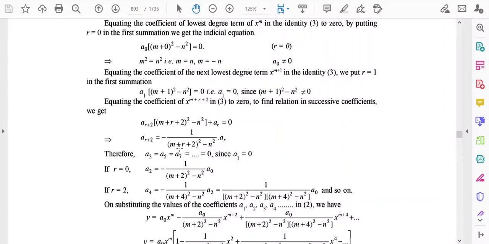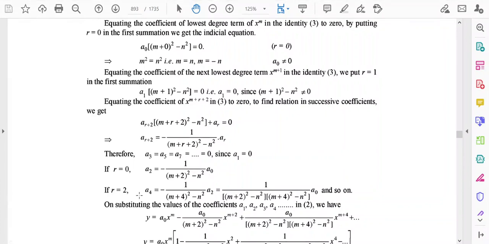For example, suppose a3. So how to calculate a3? We have to put r is equal to 1 here, then it will become a3. Here also you have to put r equal to 1, that is a1, but a1 is equal to 0, so a3 is equal to 0. Similarly, we can show that a5, a7, they are all 0. But if r is equal to 0, then this will become a2. So a2 is equal to minus 1 by m plus 2 whole square minus n square into a0.